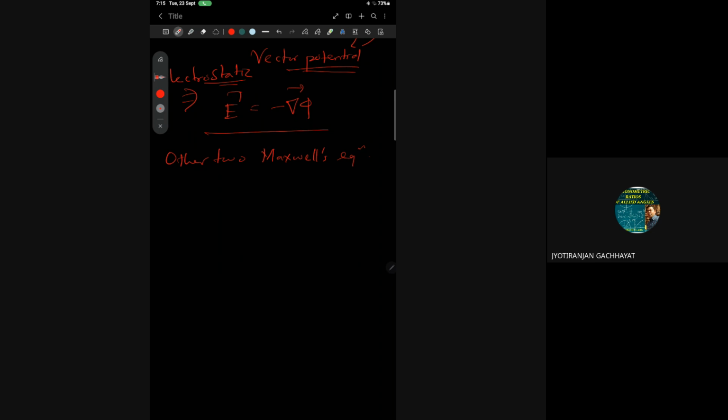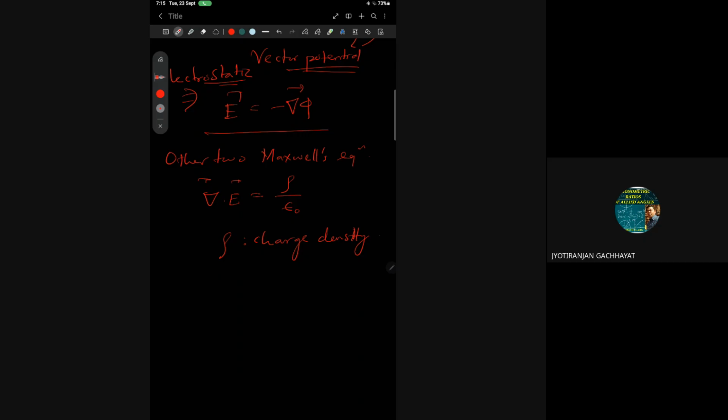Which Maxwell's equation? del dot E is equal to rho by epsilon naught, right? What is rho? Charge density. Volume charge density.